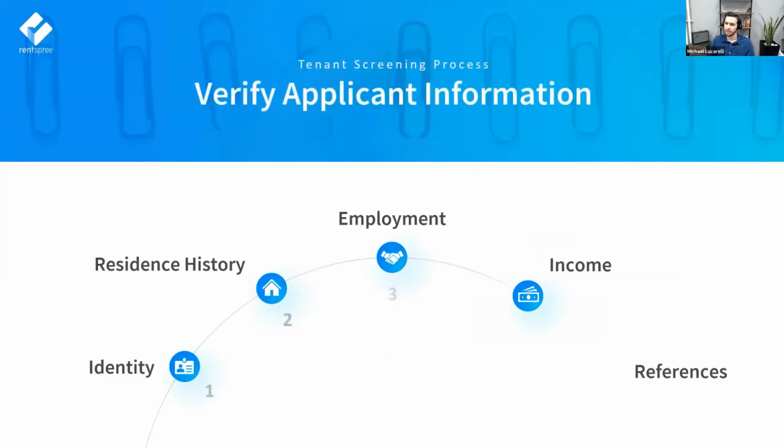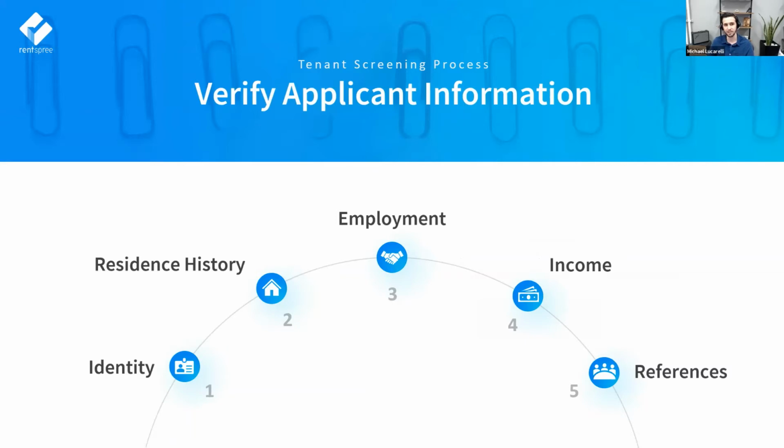Moving along here, after you've gotten the main pieces of information from the applicant that you'll utilize to make your decision, it's really important to verify that information, at least the main points. I'll give you some indication of what really are the key things that should be verified here. First and foremost, you want to make sure that you're looking at these 5 pieces of information, which are generally from the rental application.